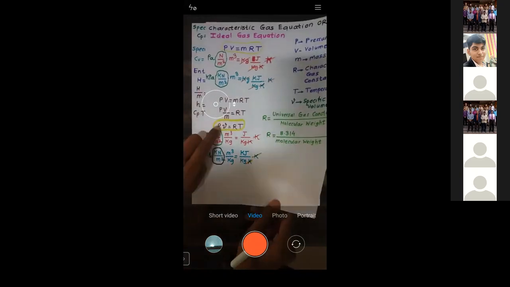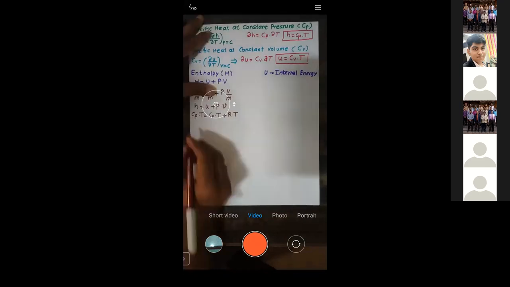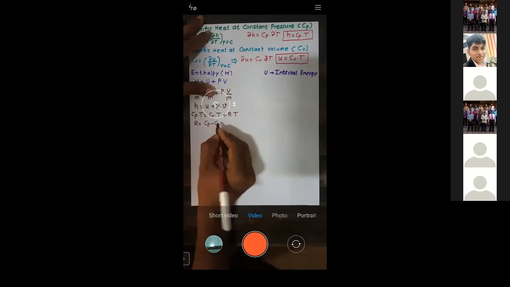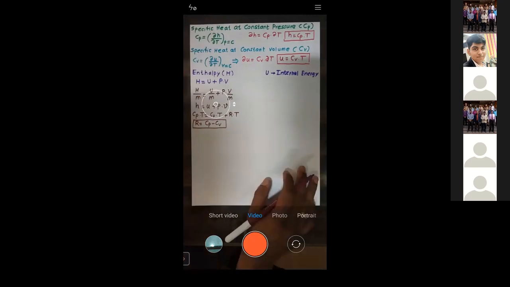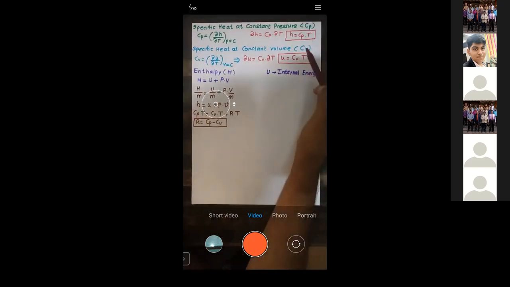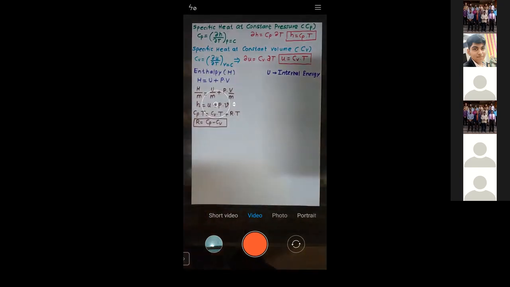So from this expression, I will write down the formula for R as R is given by Cp minus Cv. What is the formula for R? It is Cp minus Cv. If you know the value of Cp and the value of Cv, how will you calculate R? It is the difference of Cp and Cv. So if Cp and Cv are known, we can calculate the value of R.